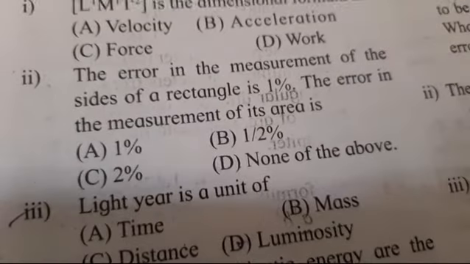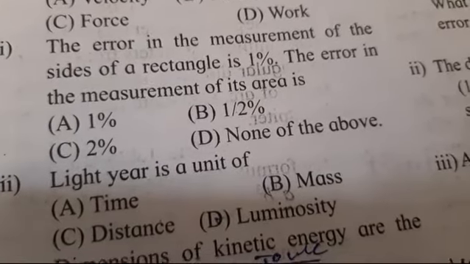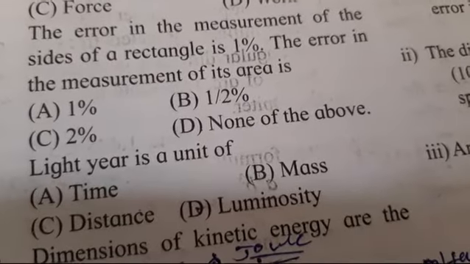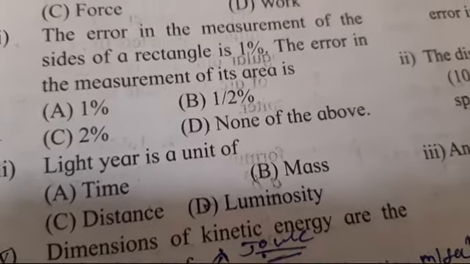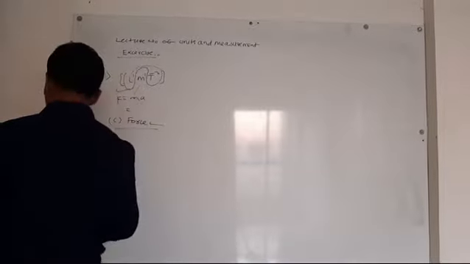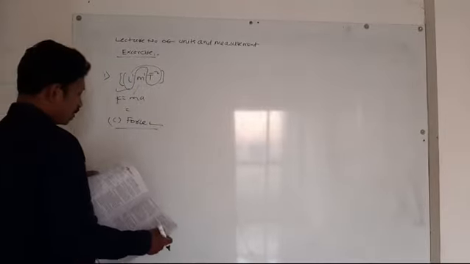I will take the second question. Second, the error in the measurement of the sides of a rectangle is 1%. The error in the measurement of its area is: option A 1%, option B 1/2%, option C 2%, option D none of the above.